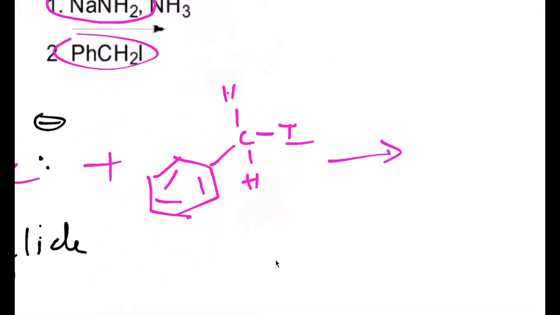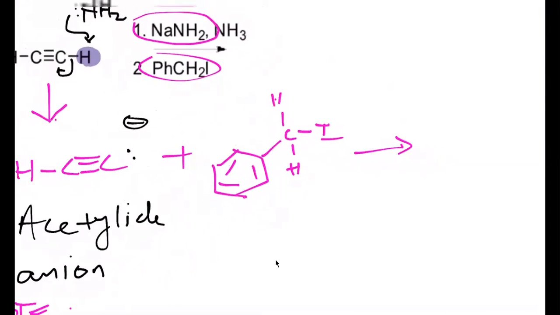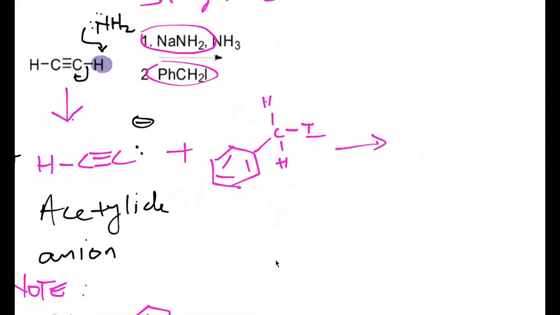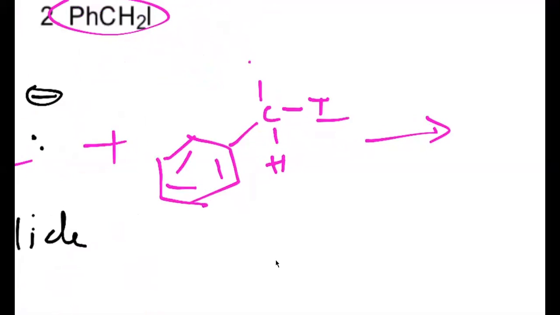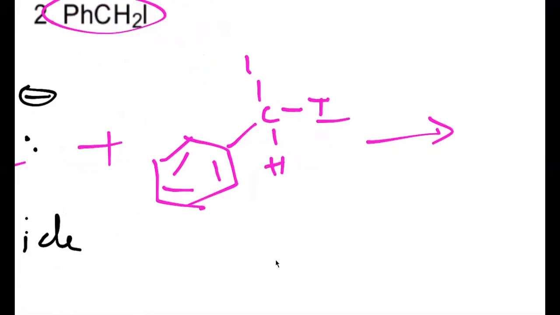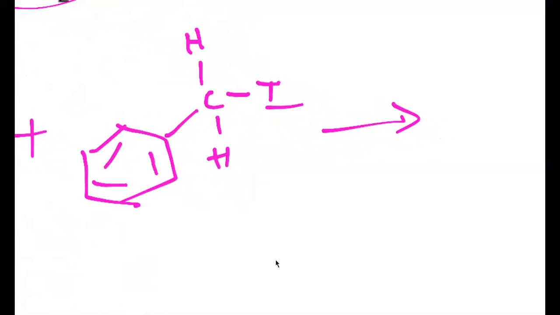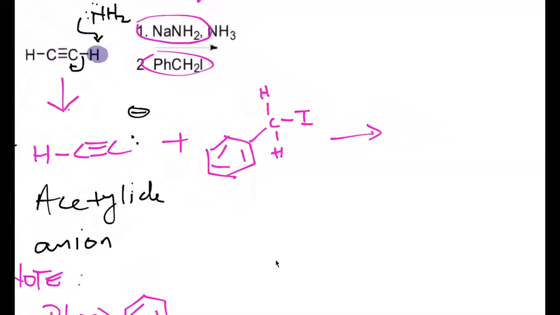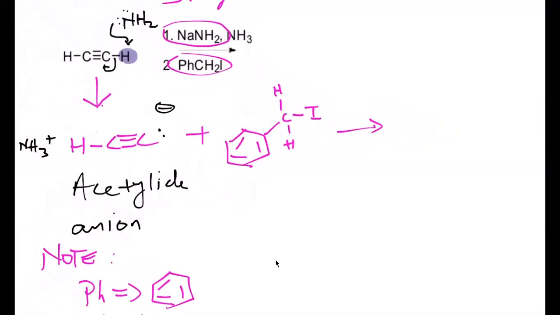All right, let's see what we get from that. What do you think? I have a primary alkyl halide and my acetylide anion, which is a really great nucleophile. What do you think is going to happen? I'm going to jog your memory. Is iodine a good leaving group, based on what we talked about when we studied substitution?